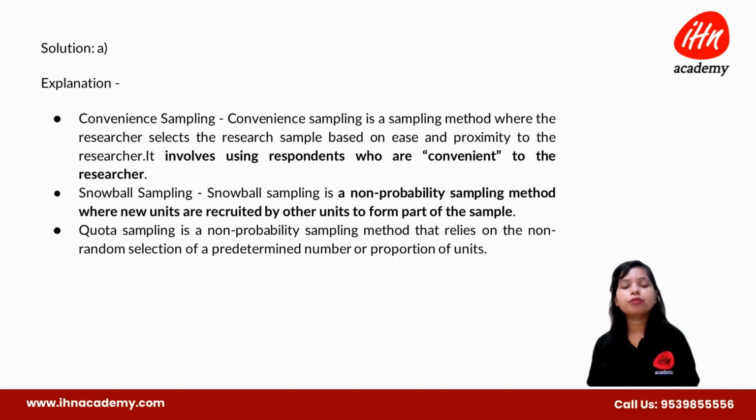So snowball sampling is a non-probability sampling method where new units are recruited by other units to form part of the sample. Like you are asking one person A, then person A is asking person B, who is asking person C. So that is snowball sampling. Then quota sampling is again a non-probability sampling that relies on the non-random selection of a predetermined number or proportion of units. Here we decide a proportion or unit and then we collect the sample. So the number and the proportion of units is predetermined. So it is again a non-random selection and non-probability sampling. Clear? So let's come to the next question.